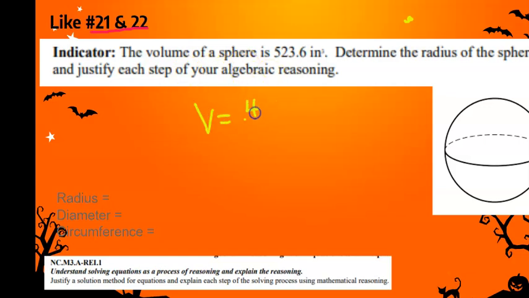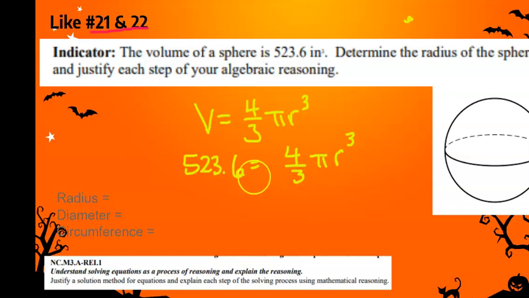So again, I'm going to write the formula first. 4/3 pi r to the third. Volume, I'll note, is the number 3. If the volume is 523.6, I'm going to put that in the volume spot. And finally, I'm not told anything else. How many variables do I got? I just got one, and it's r, so I can proceed to solve.